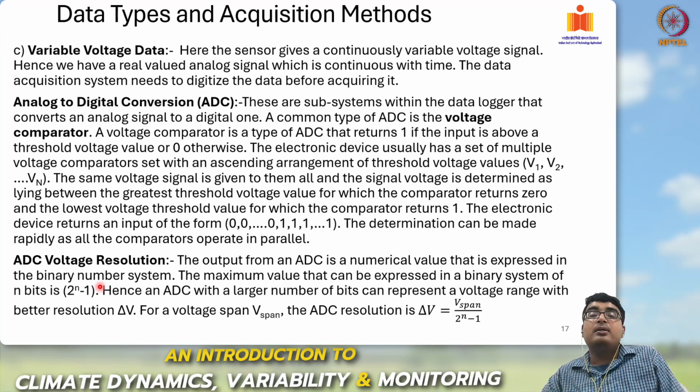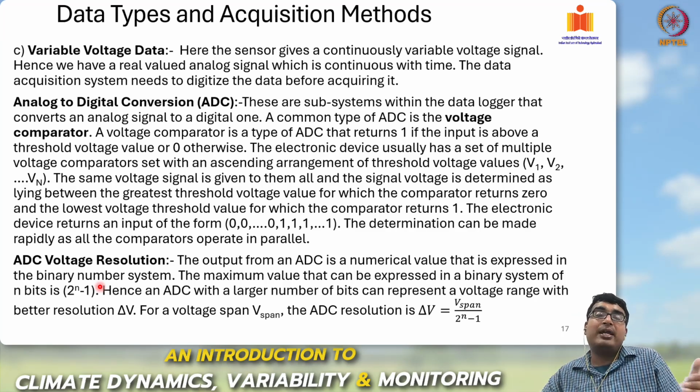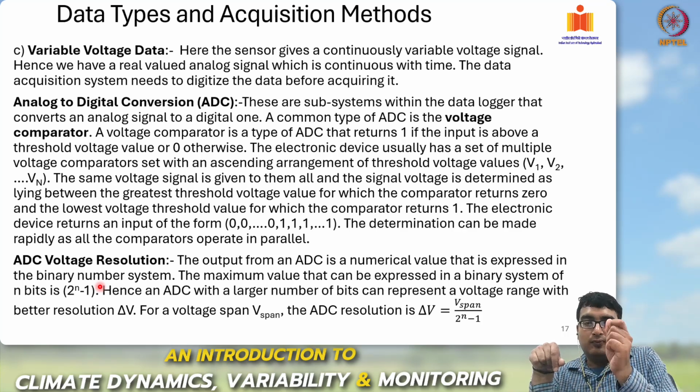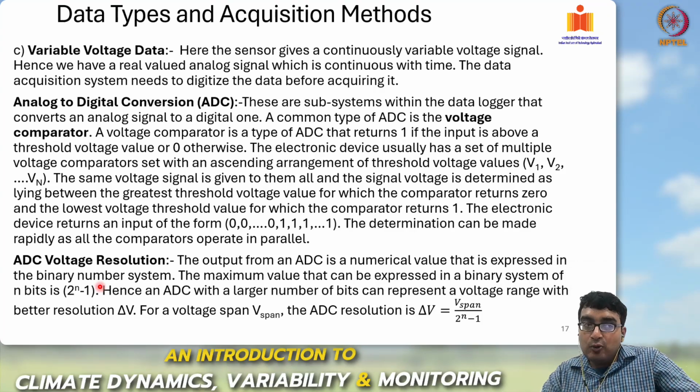What does it mean? Suppose your voltage range is 1 volt to 10 volts. So V span is 10 minus 1, 9. Alright. Your bits is 8. So 2 to the power 8 minus 1. So the minimum difference between two threshold values in the voltage comparator can be this value, V span by 2 to the power 8 minus 1. Below that, it cannot resolve, because you have more numerical values than data. Okay.